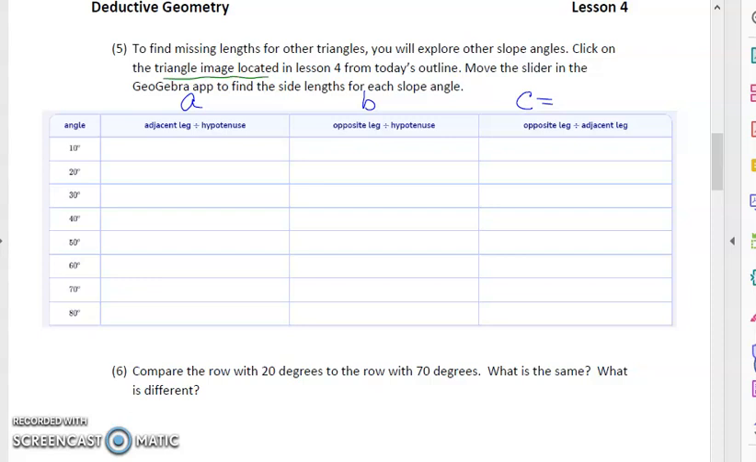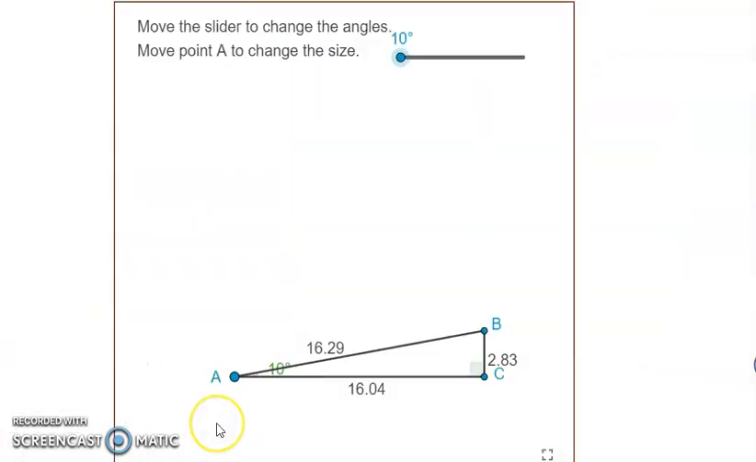All right, so for the 10-degree angle, and again, I'm only showing the 10-degree angle at this point. We're taking the 10-degree angle. Look at their app. So the 10-degree angle, the side opposite is 2.83. So that first row, 2.83, will be the opposite. The hypotenuse is 16.29. That's the longest side. And the 16.04 would be the adjacent side.